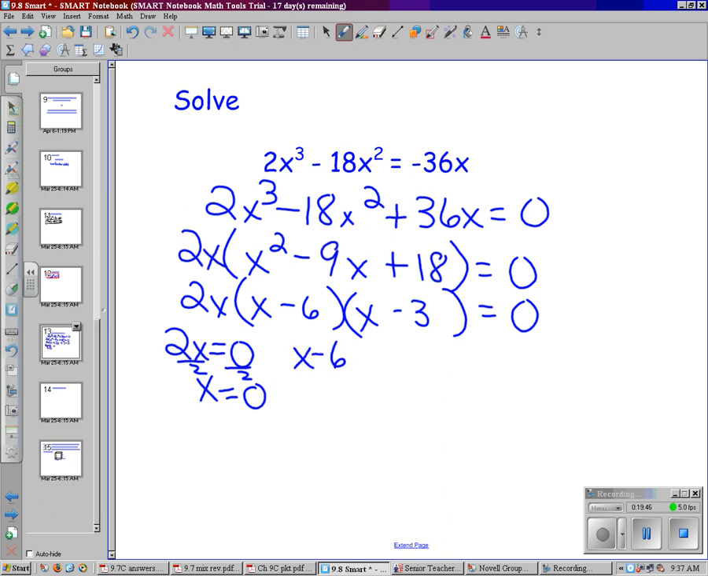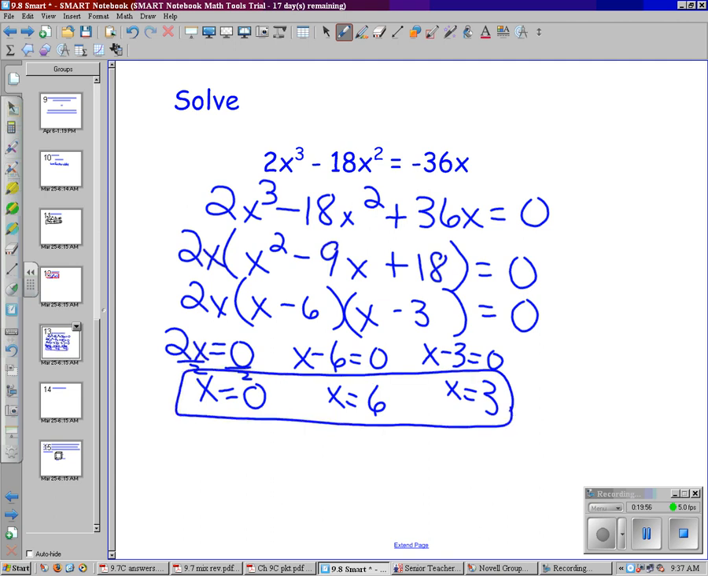X minus 6 equals 0, so x equals 6. X minus 3 equals 0, so x equals 3. I got 3 answers for this problem. I knew before I began that I was going to have 3 answers, because the highest degree was 3. If it were 5, I'd have 5 answers.